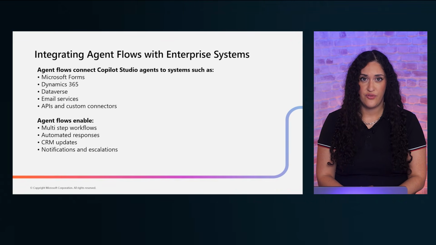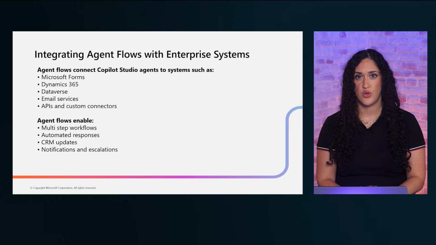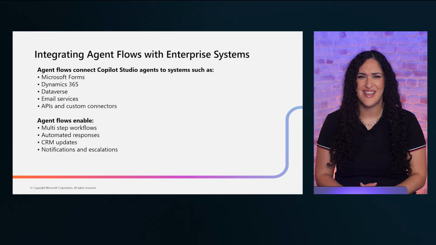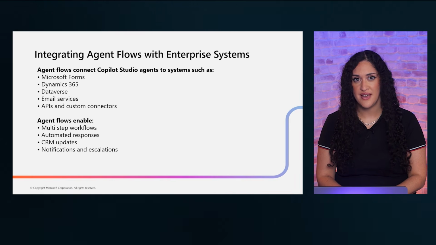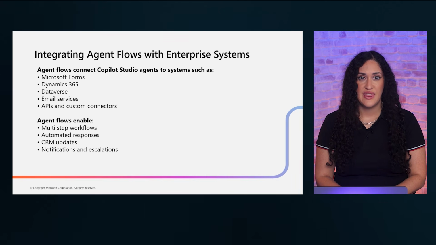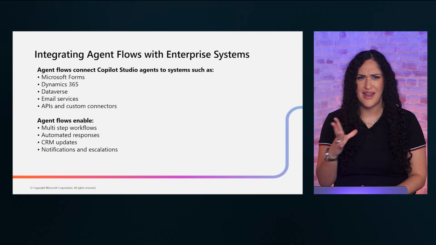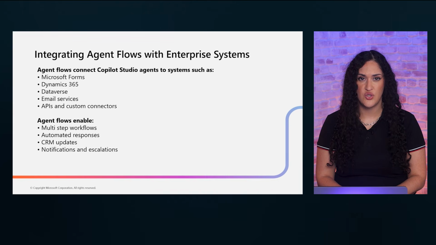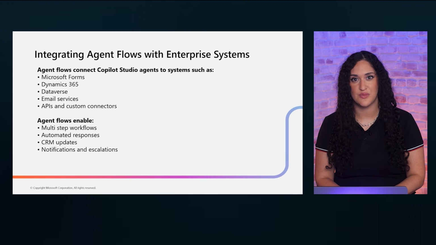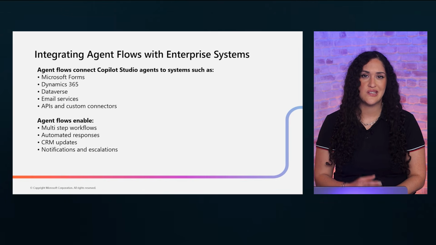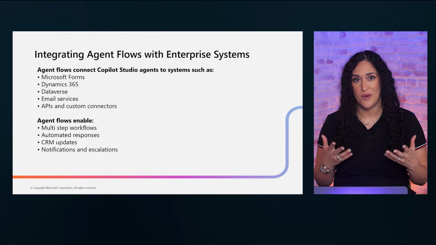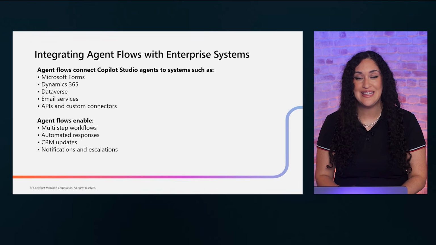Agent flows can become powerful when you connect them to enterprise systems. You can, for example, integrate with Microsoft Forms, Dynamics 365, Dataverse, email services, external APIs, and even custom connectors. This enables multi-step workflows like automatically creating a CRM record when the customer submits a request, sending follow-up notifications, and updating related records across systems. The key consideration here is designing these integrations to be resilient and secure. Use proper error handling, respect data boundaries, and ensure each connection follows the least privilege principle we discussed earlier.